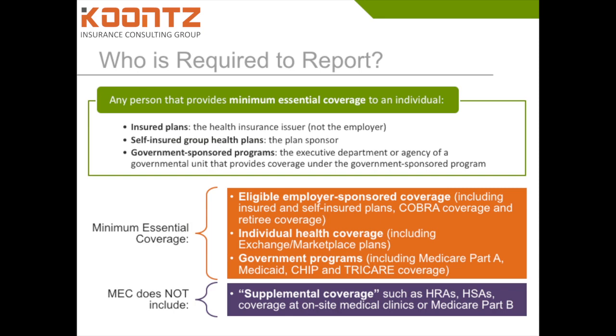So 6055 is required reporting for anyone that provides minimal essential coverage to an individual. This could be insured plans, self-insured plans, or government-sponsored programs. The person that's going to be required to fill this out on insured plans is a health insurance carrier. On government-sponsored programs, it's going to be the government agency that oversees those programs. But most likely, I'm talking to you as a self-insured group health plan.